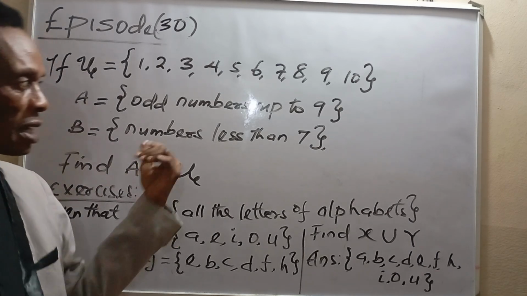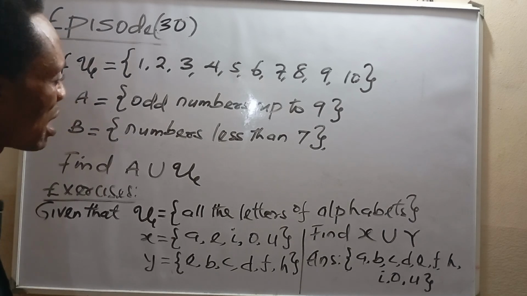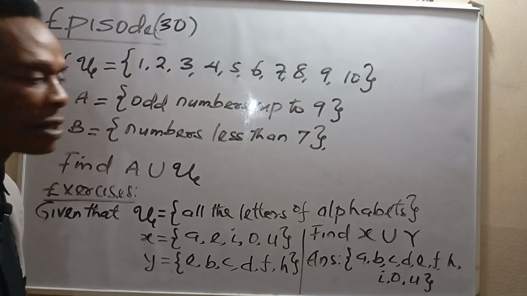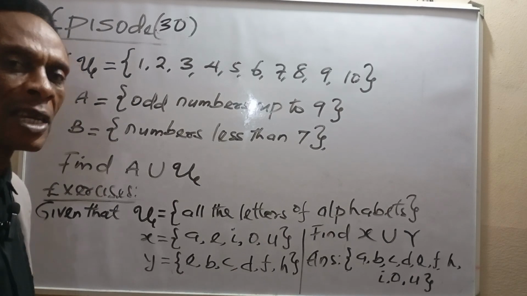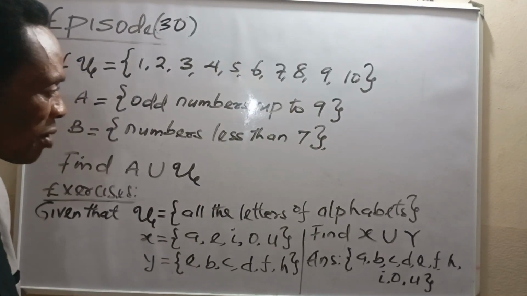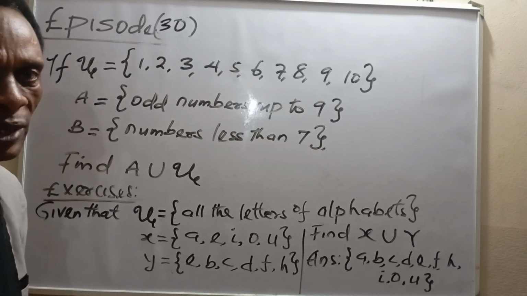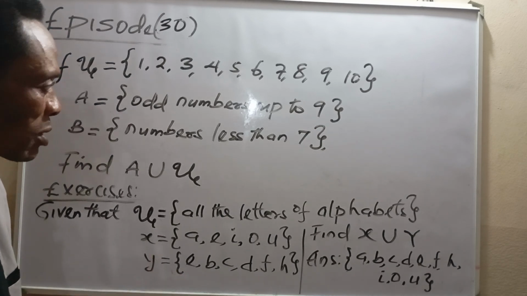This question is from set theory. So what is a set? A set is a branch of mathematics, defined as a collection of distinct objects. An object could be a number, a place, or a thing.